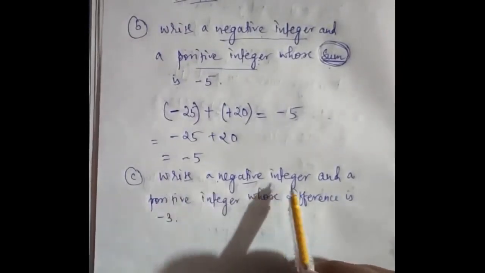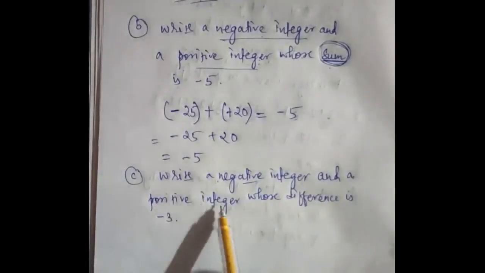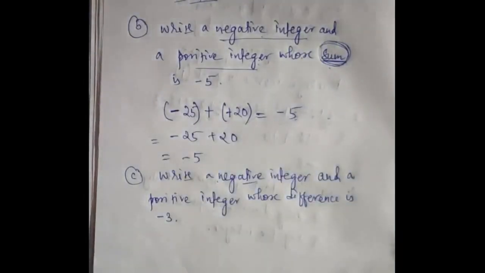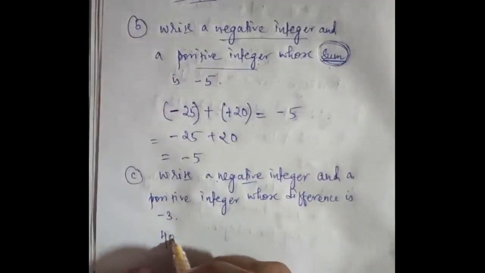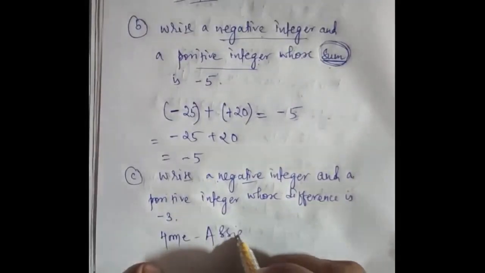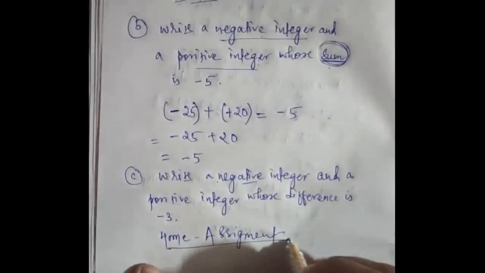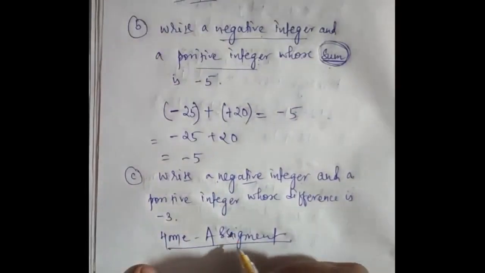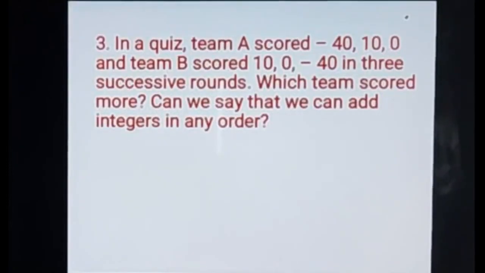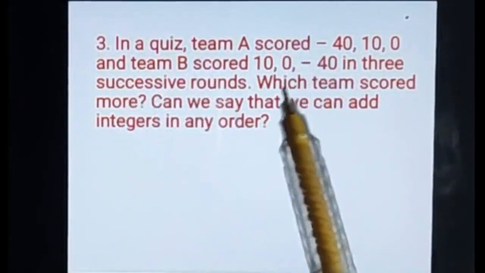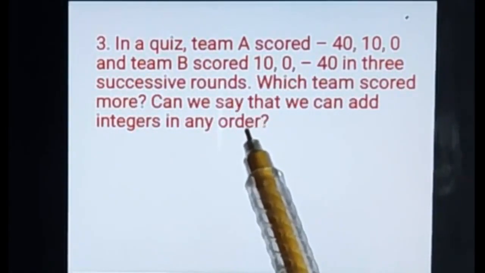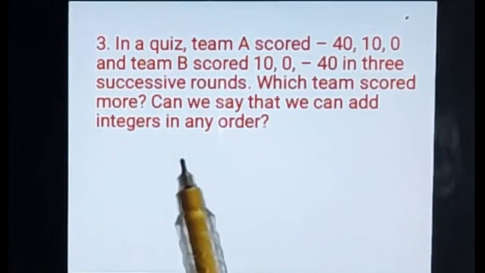That is, write a negative integer and a positive integer whose difference is minus 3. I hope you are clear with number A and B. So I want you people to do this yourself, home assignment. Next question is question number 3. We are over with number 2. A, B, C was there. A and B I have solved for you. Number C I want you to do yourself, because it is also an easy one.